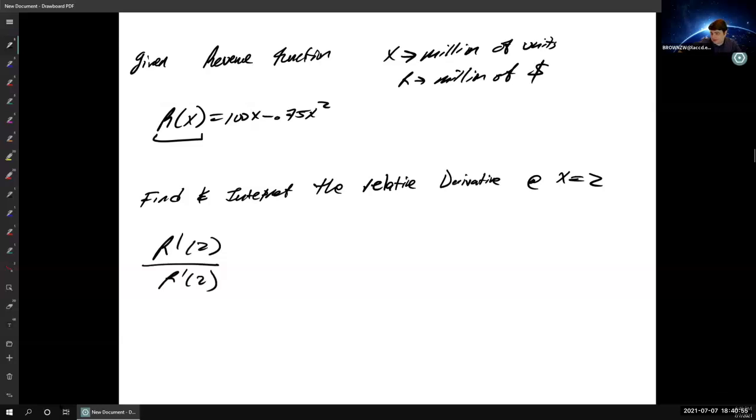So first we figure out what R prime is. Given that R of x is equal to 100x minus 0.75x squared, the derivative here is going to be, well, the derivative of 100x is just 100. And then 2 times 0.75 is going to give me 1.5x.